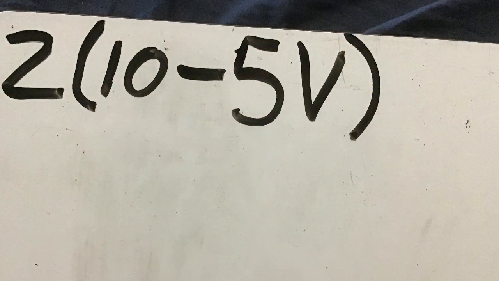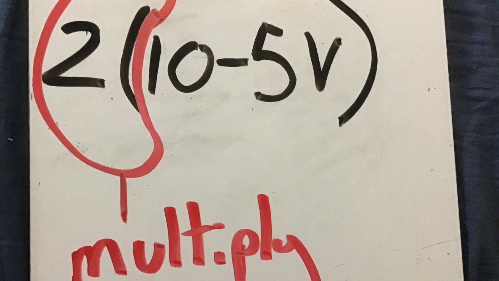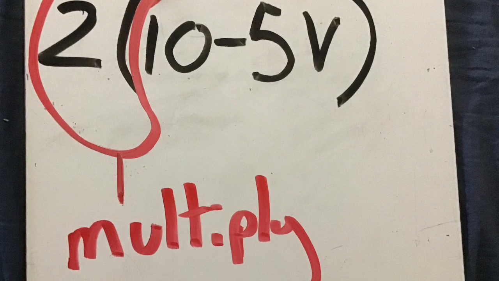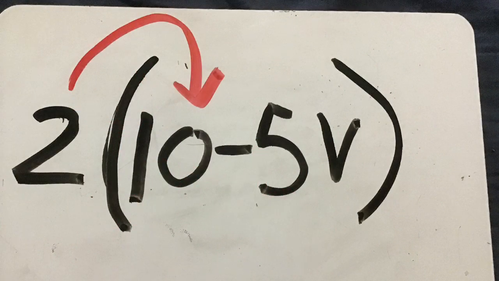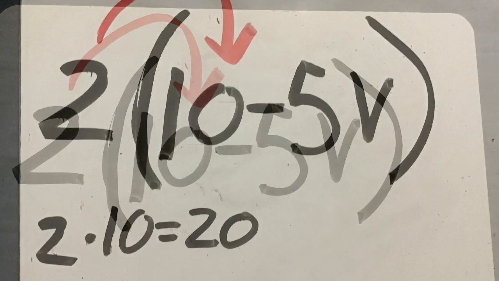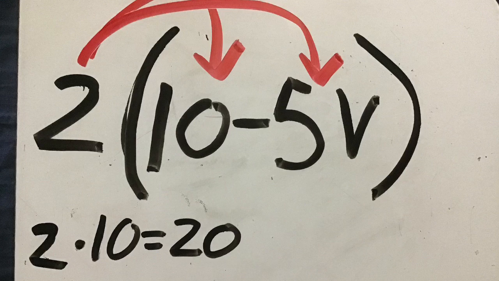Let's try it another way. When I have a number that butts up right against a parentheses, that means I'm multiplying. So we need to multiply through. First, I'm going to multiply 2 times 10. And I know that 2 times 10 equals 20. Next, I'm going to do 2 times negative 5v.